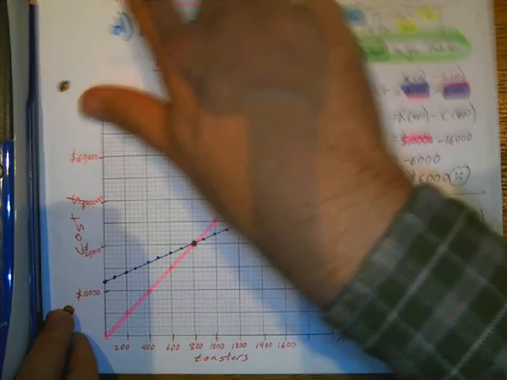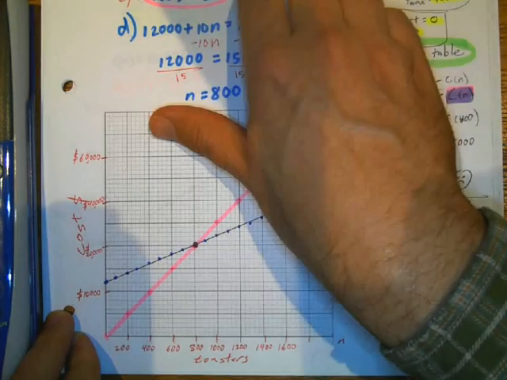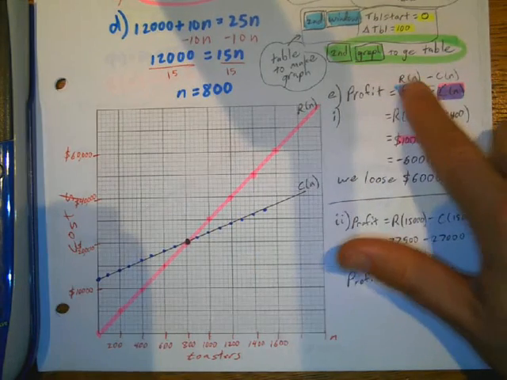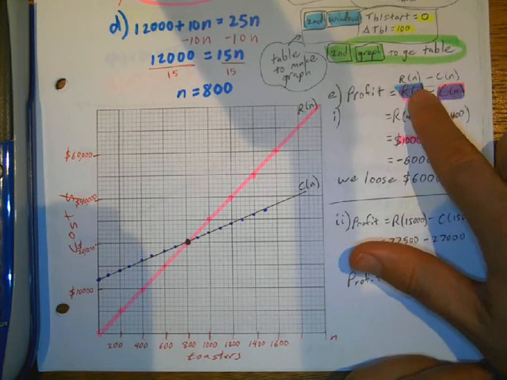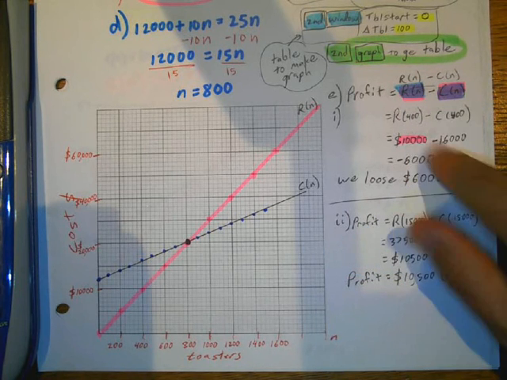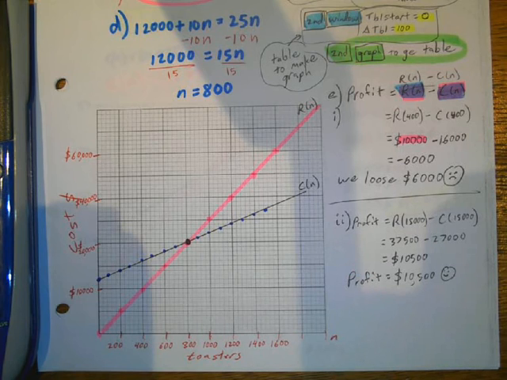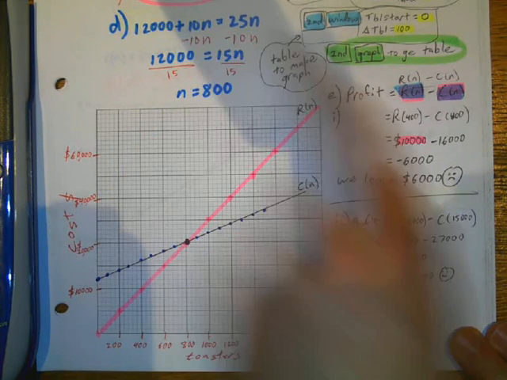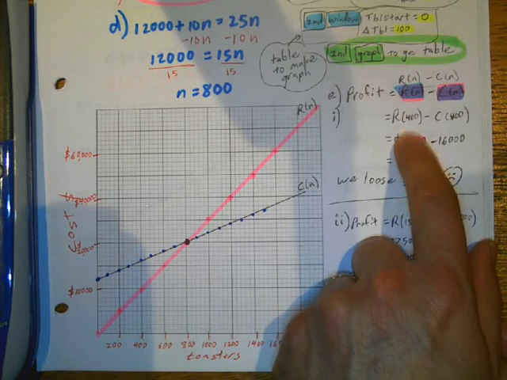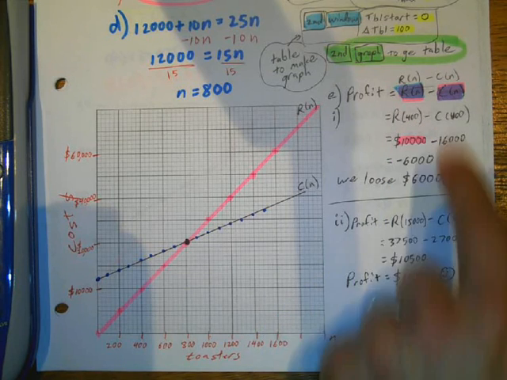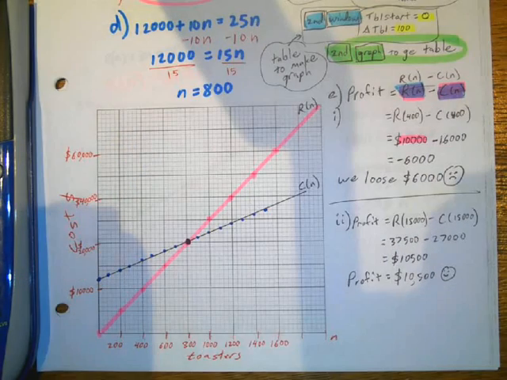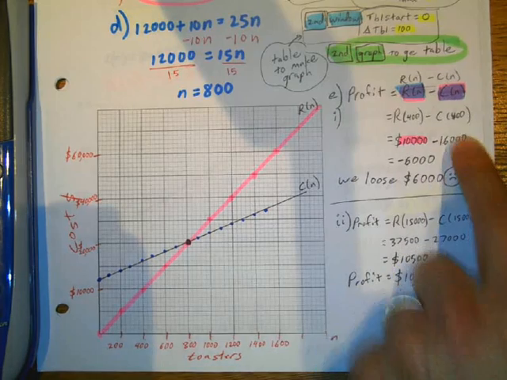Question E says, calculate the profit or loss made when you sell 400 toasters. To figure out the profit, you're going to take the revenue function minus the cost function. The revenue function is when I take the 25n and put 400 into that. And the cost function is when I take this 12,000 plus 10n and plug in 400 for that. Okay.